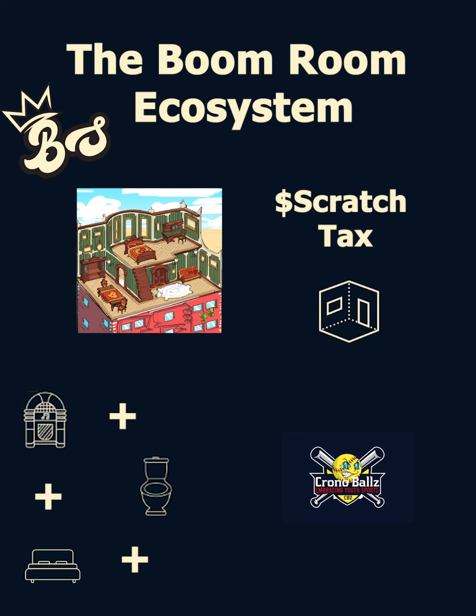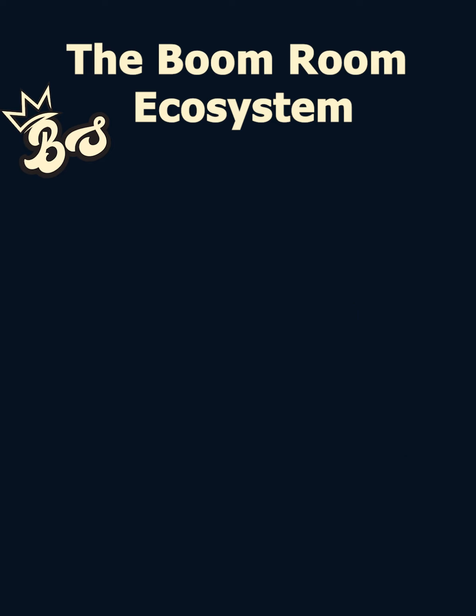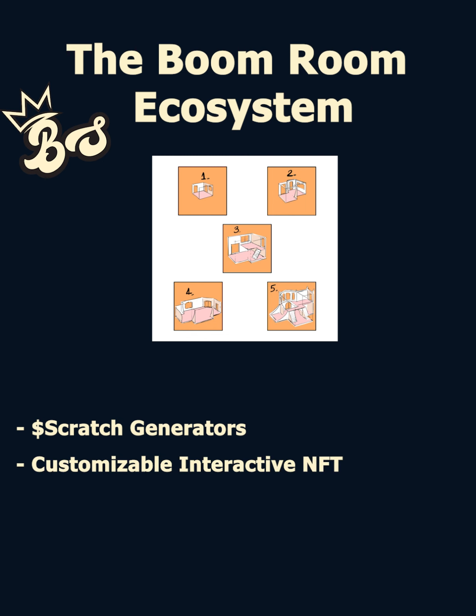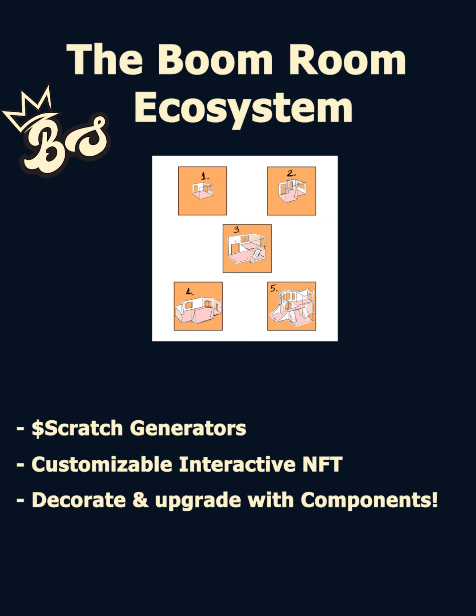To make sure we're all on the same page, let's start with a list of in-house word definitions that will be useful for the rest of this video. The Boom Rooms are the main generators for our Scratch utility token. They are a customizable NFT that you will be able to decorate and upgrade with components. They will need to be staked to generate Scratch.